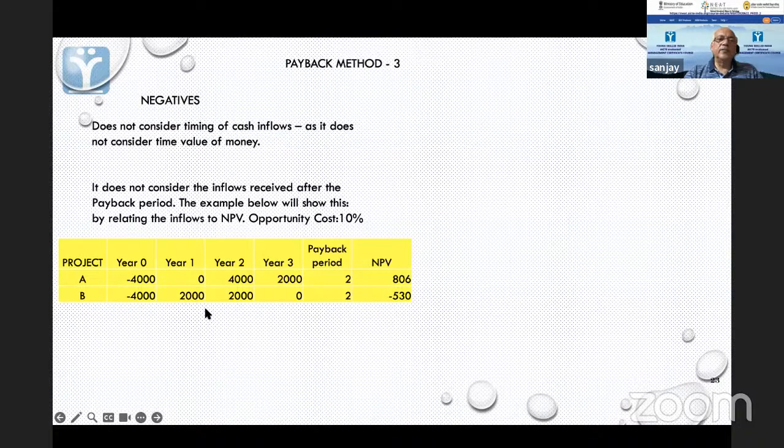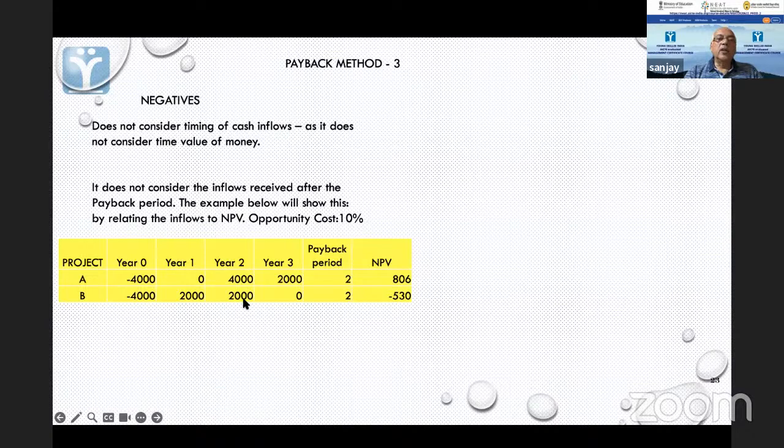I get 2,000 in the first year, 2,000 in the second year. But this particular project doesn't earn anything in the third year. It has a life of only 2 years. Now, in this particular case, if I look at payback period only, I'm getting my money back in 2 years. So if I use this as my yardstick, then it's the same for project A and for project B. But if I now try to calculate this in terms of NPV, I get a minus 530.